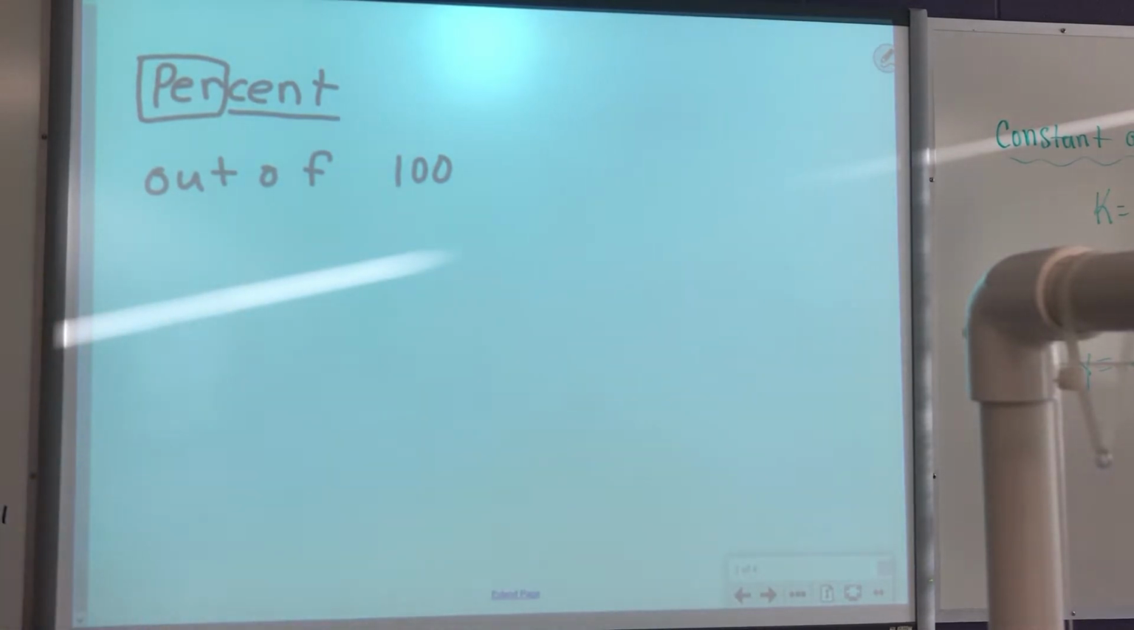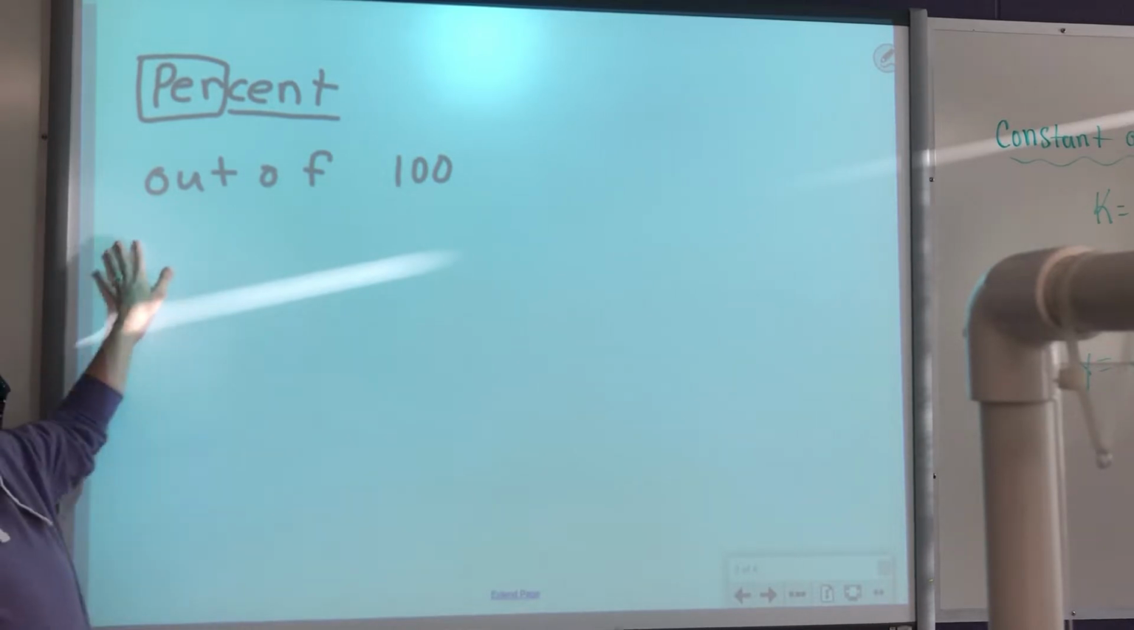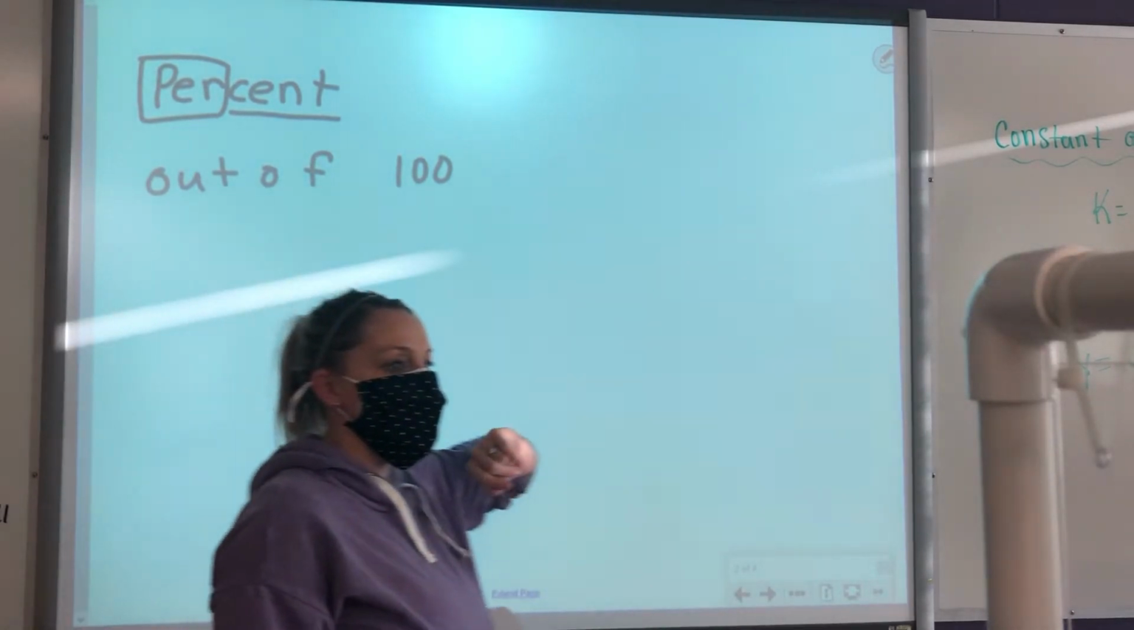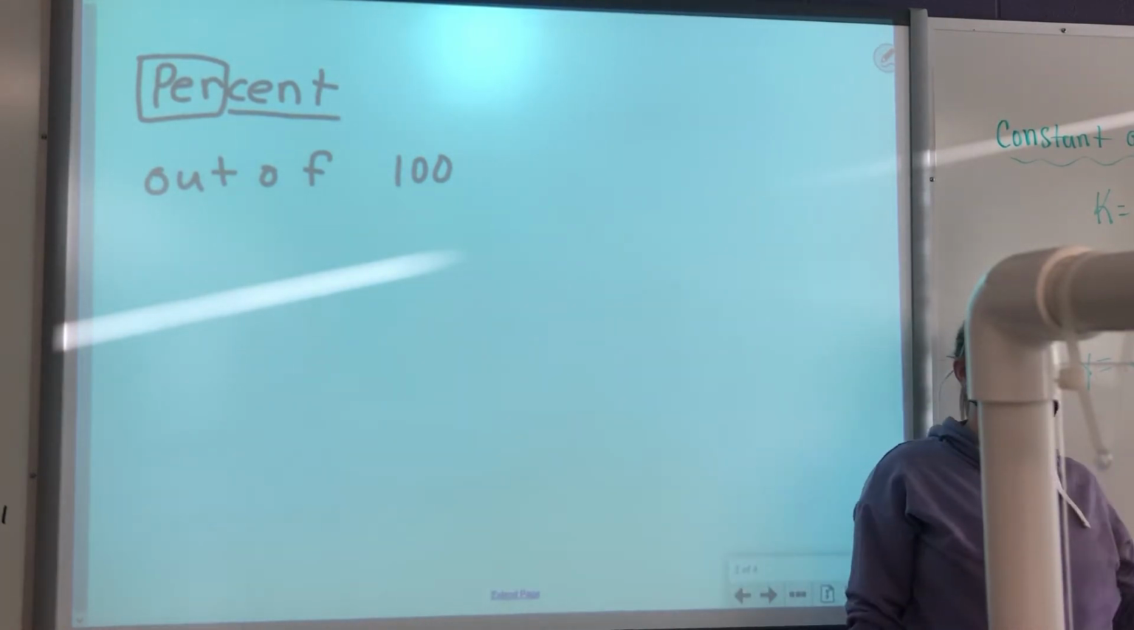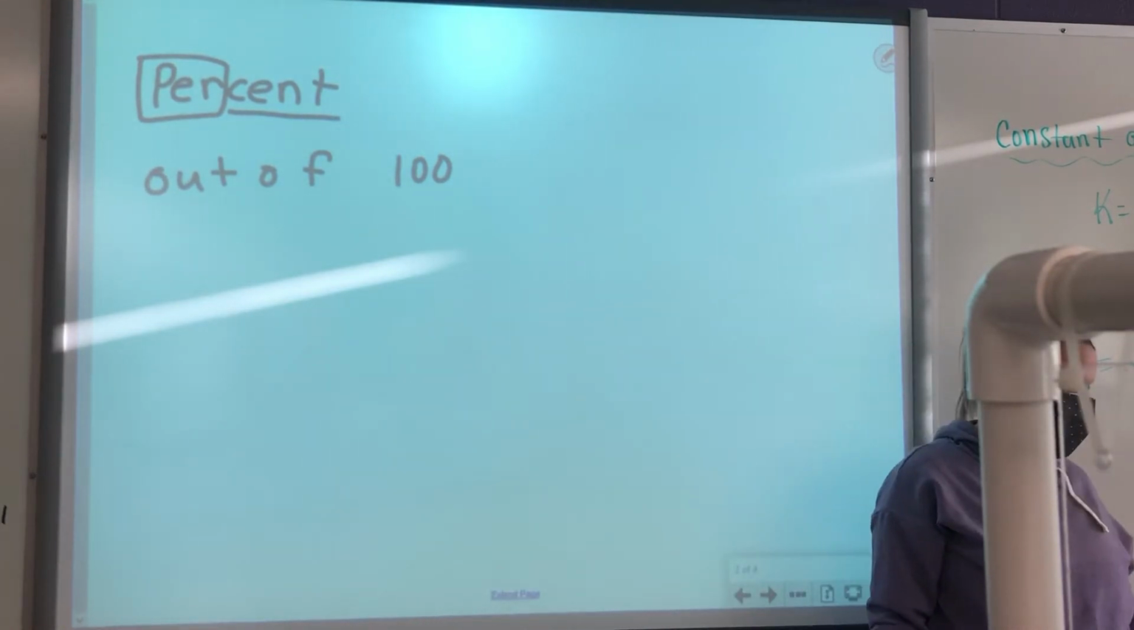So when we're talking about a centennial, we're talking about 100 years, right? We're celebrating something that has been around for 100 years. So when we're talking about percent, we're talking about something out of 100. Now there are percents that are greater than 100, there are percents that are less than 100, there are percents that are less than 1.